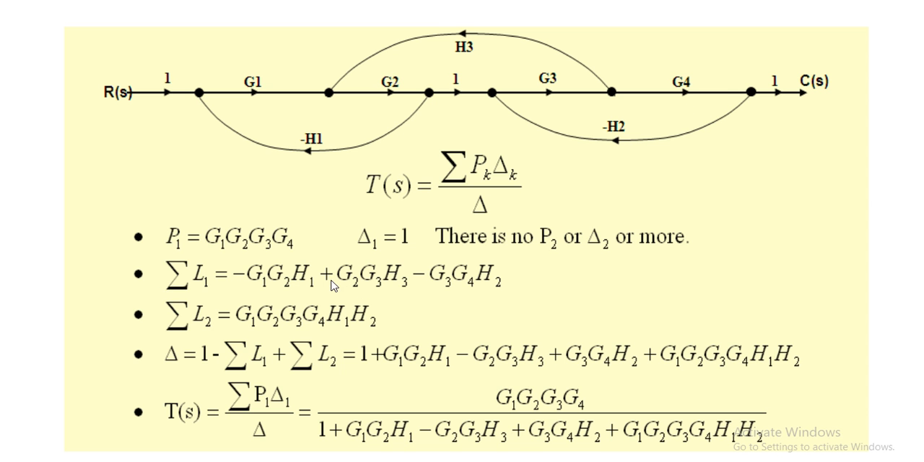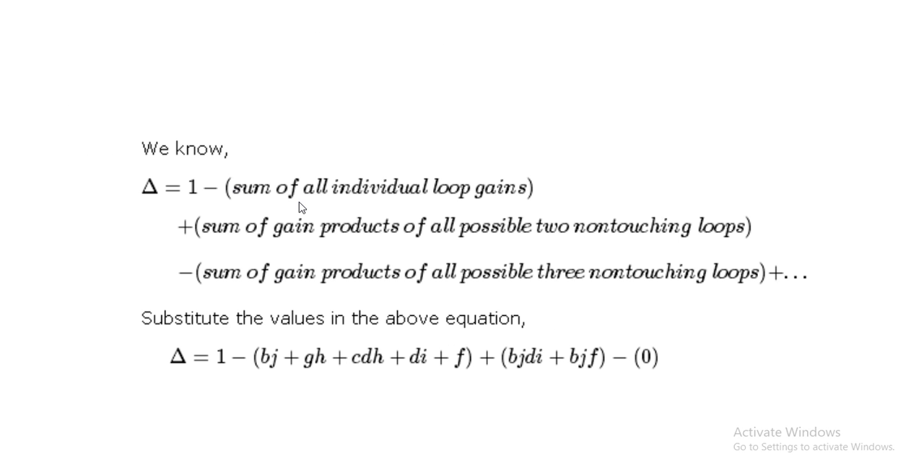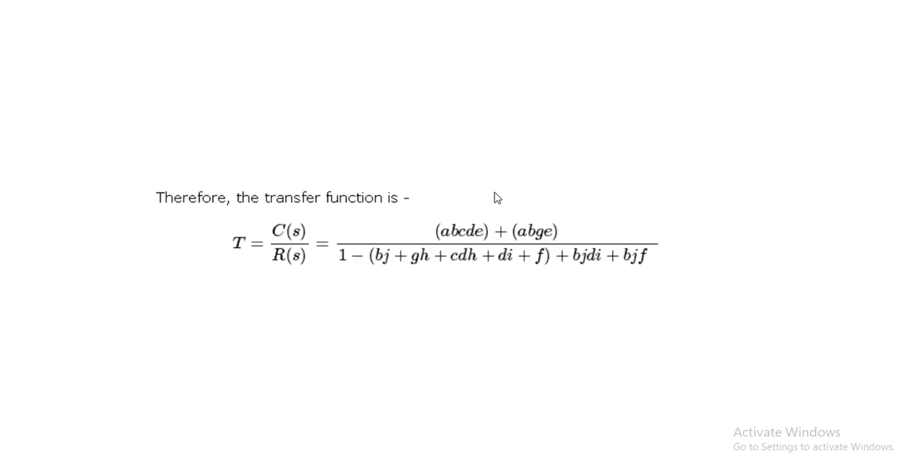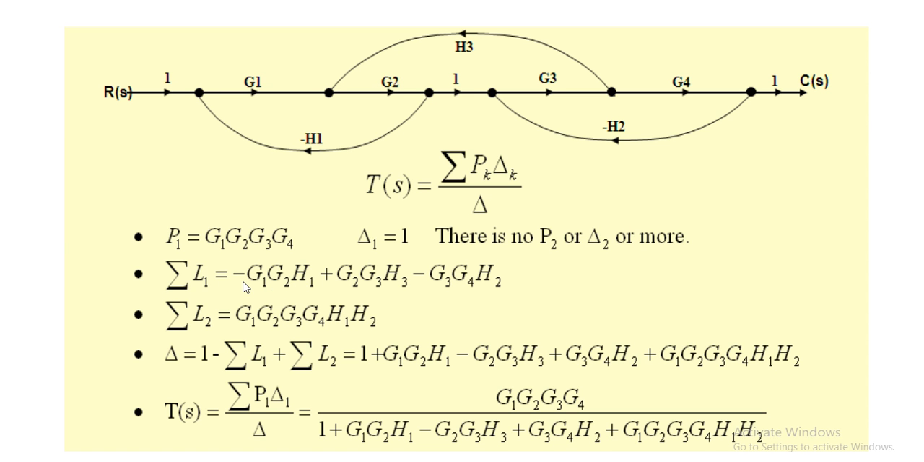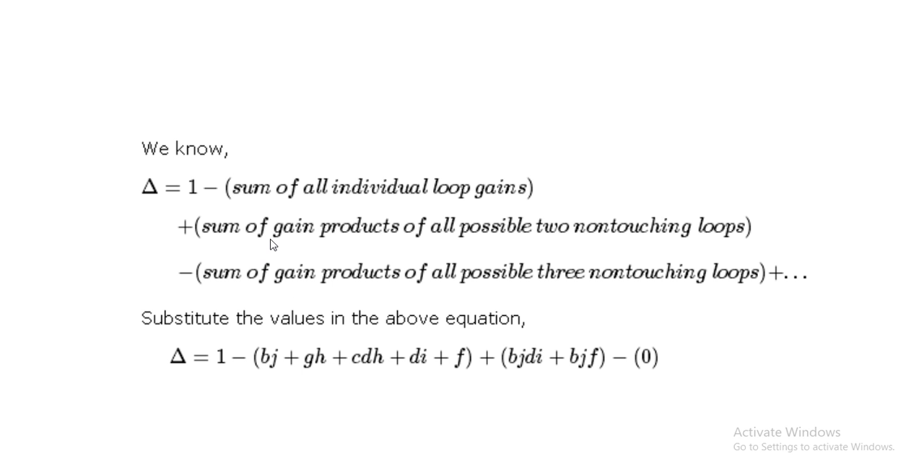Okay, so this is the first term, the algebraic sum of the individual loop gains, which we have seen in this example. We have calculated this sum of all individual loop gains: minus G1 G2 H1 plus G2 G3 H3 minus G3 G4 H2. Now we have to see the second part, that is the sum of gain products of all possible two non-touching loops.